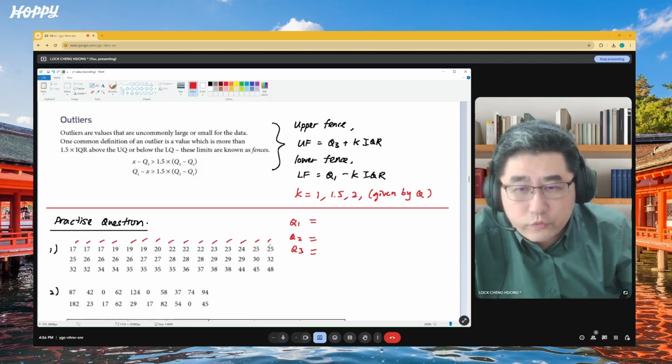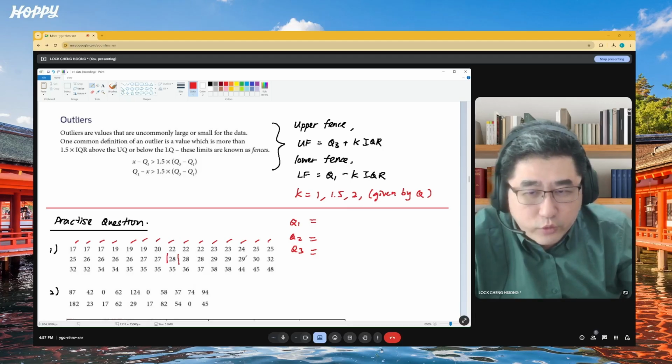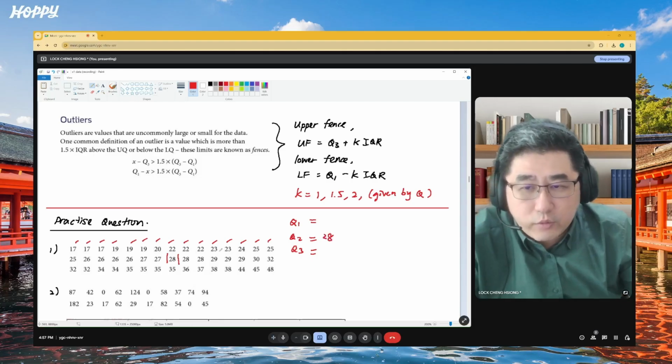So 15, 16, 17, 18, 19, 20, 21, 22. Before this particular 28, there are 22 data here. After this 28, you also have 22 data over here. Therefore, this 28 is my Q2. You can take a moment to do the counting.